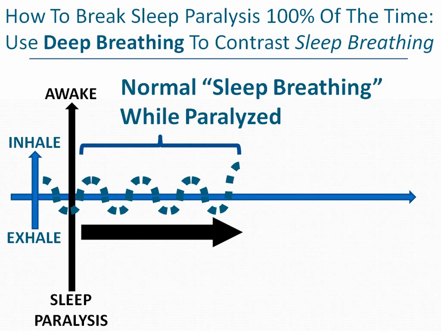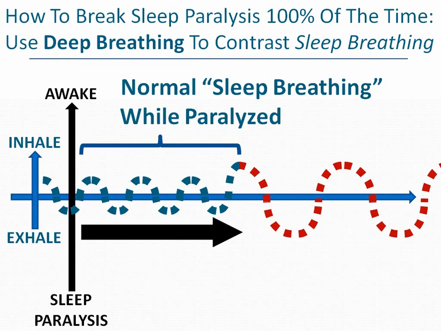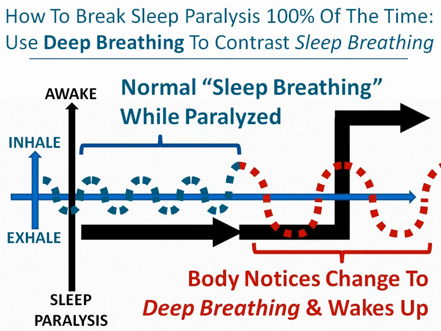If you enter sleep paralysis and decide you want to break free and wake up, simply change your breathing pattern to something other than the sleep breathing pattern your body is already in. The most effective way I have found to do this is to begin breathing slowly and deeply. After about 10 to 15 seconds, your body will notice the change and bring you out of sleep paralysis. Not many things are 100% reliable in lucid dreaming, but this has worked for me every single time.